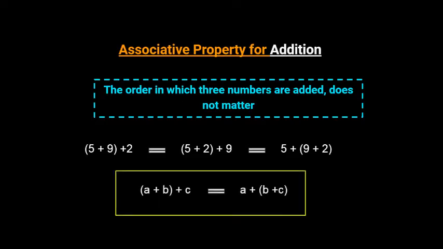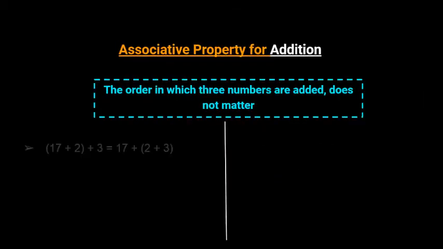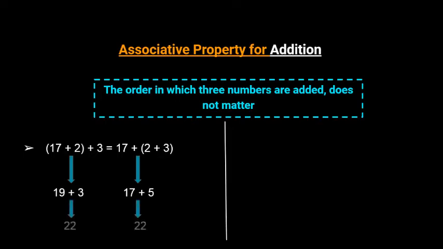Precisely, we can write this property in general form, like this. Here brackets show which numbers are added first. Let's consider an example here. Brackets are solved first, therefore, 17 plus 2 is equal to 19, and 2 plus 3 is 5. Both sides will give the same answer, that is 22. Consider another example.